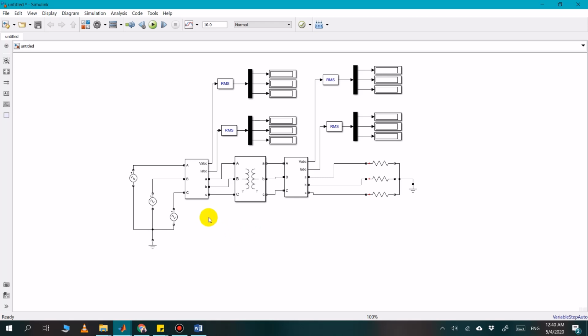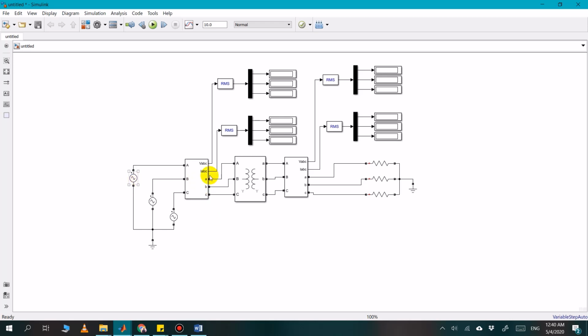Okay, so this is the Wye-Wye configuration of the transformer. We have connected 3 phase sources in Y connection, and then at the load side, at the secondary side of the transformer, we also connected a load in the Y configuration. So this is a Wye-Wye configuration.